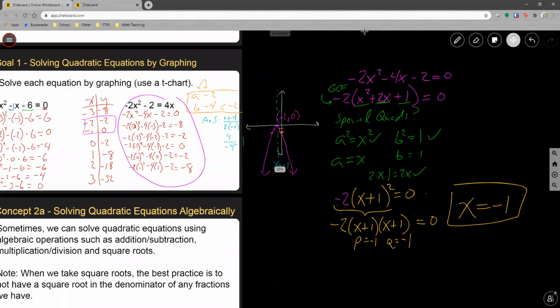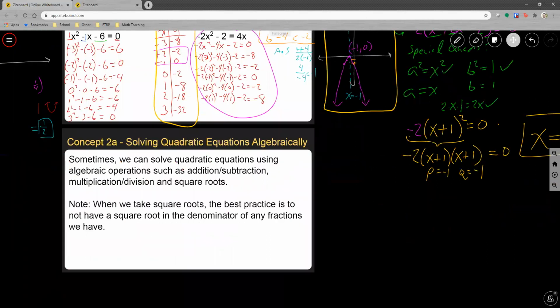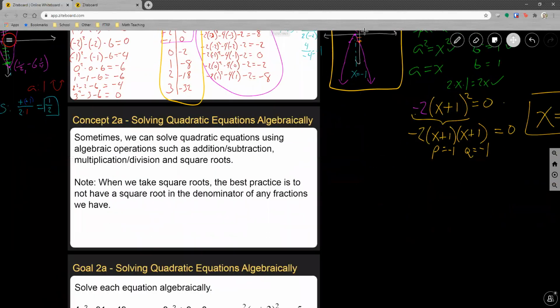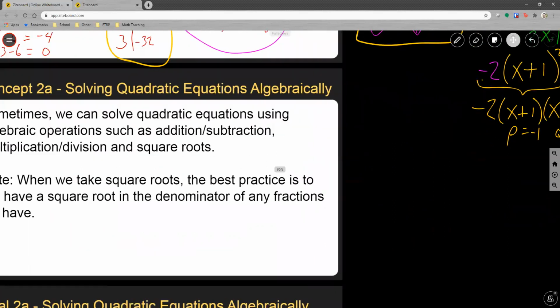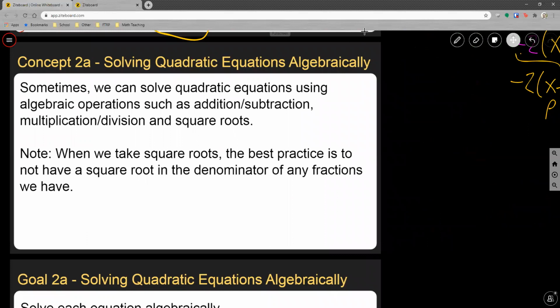All right, so that's goal number 1, solving quadratic equations by graphing. If it's not evident, I do not like graphing stuff. I like sketching stuff, but having to do these t-charts is a pain. It's so much faster to do things algebraically. If you have a sketch, it's great to understand what the picture looks like, but man, that took a lot of time. All right, so let's go more into an algebraic mode.